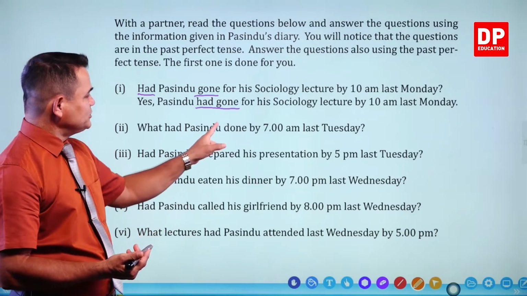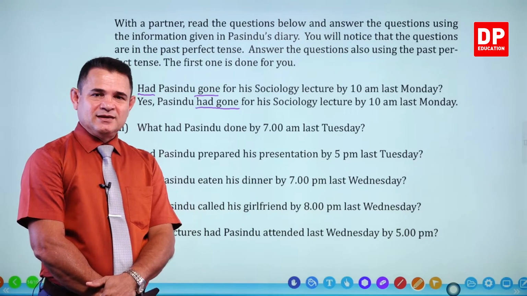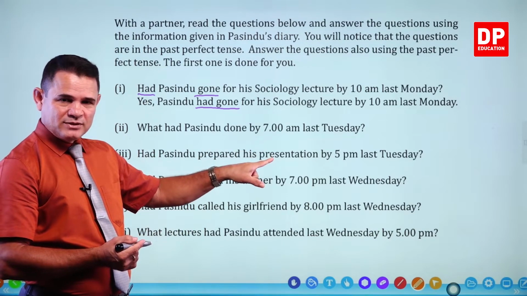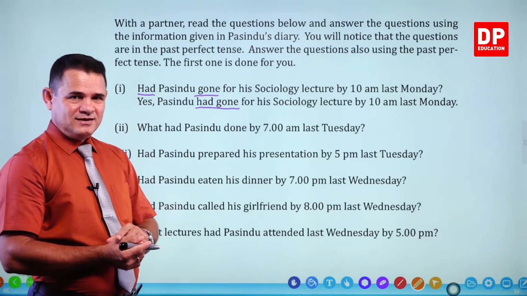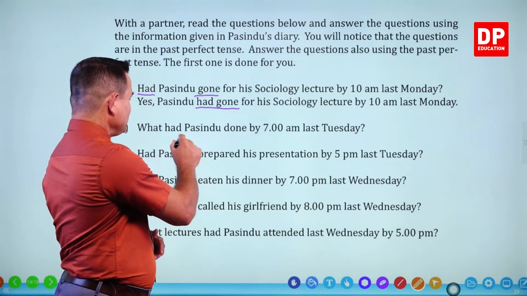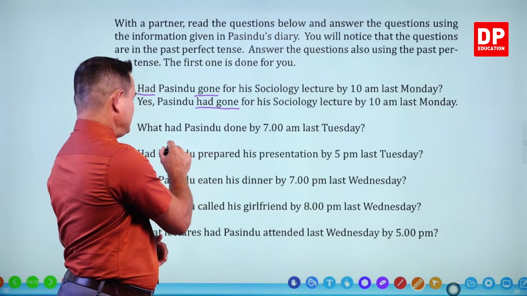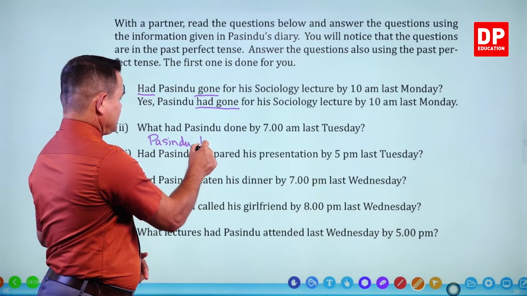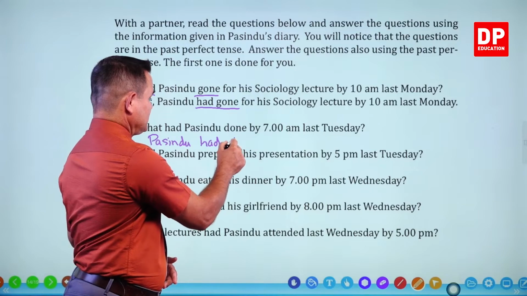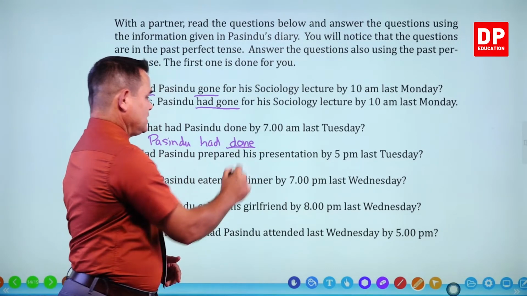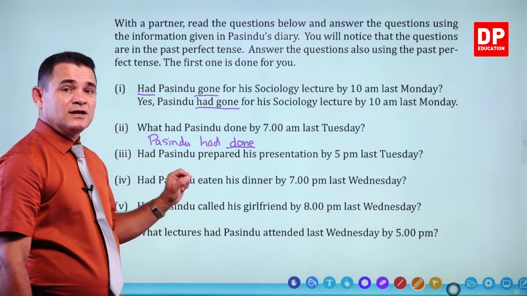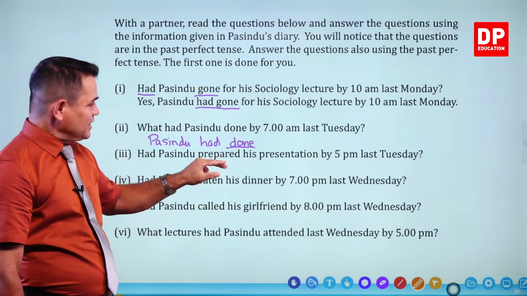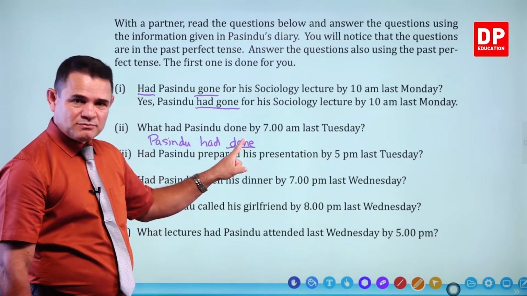Then next one, what had Pasindu done by 7 a.m. last Tuesday? What had Pasindu done? Right? Then when you write the answer, you need Pasindu had done. If not, you can use the verb there. Pasindu had washed his clothes or written, or whatever it is. Look at the diary to see what he had done by 7. Say Pasindu had, then use the past participle.